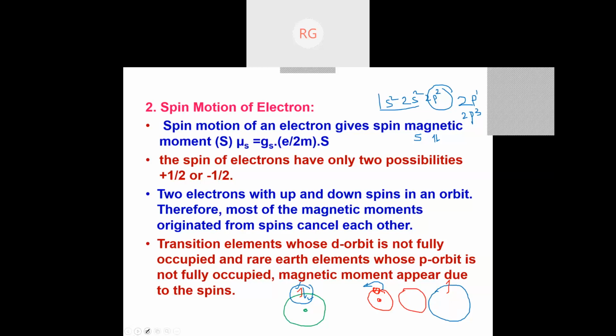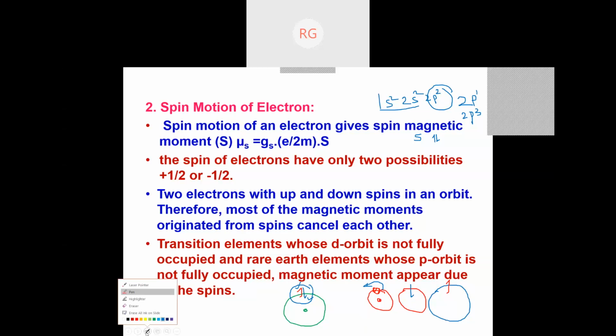Or I can take the down spin, something like this. So thereby the net spin moment will not be cancelled and it will be added. This is the example for only one atom. But we know that there are a lot of atoms in a given material. As there are a lot of atoms, all those spins which are not compensated will add up and the magnetism due to spin will increase.